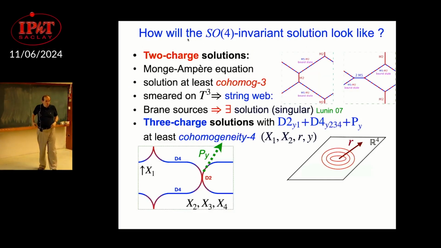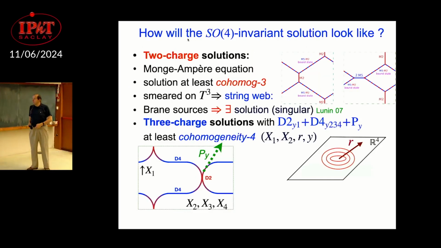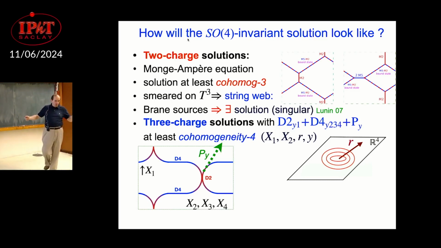The question is, what does the solution look like? Well, the answer is very simple, not very simple. The two-charge solutions of M2, M5, for example, are governed by a Monge-Ampere equation, which was found by Lunin back in 2007, and the solution is cohomogeneity 3. It's a supersymmetric solution, but Monge-Ampere is a horrible nonlinear equation, so the solutions depend on 3 variables. On the torus you have this M5 direction, so we can just put one direction on the torus. The M2 direction is another one, so there are 2 variables in the M2-M5 plane, and then you have the radial direction out. At least 3 variables. If you don't have 3 variables, you lose physics.